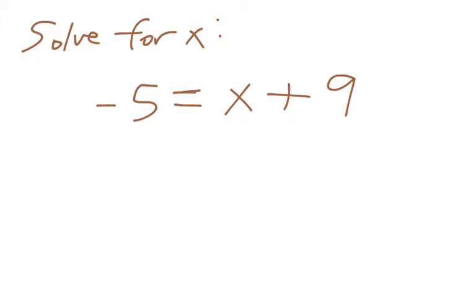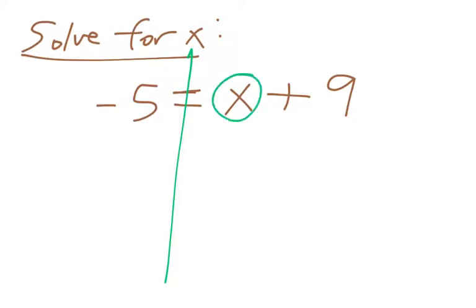So let's say we have negative 5 equals x plus 9. So it's always a good idea, and I know these are smaller equations, but you'll see as they get larger, to draw a line through the equal sign. That separates your two sides. And if we look, our variable is actually on the right-hand side of the equation.